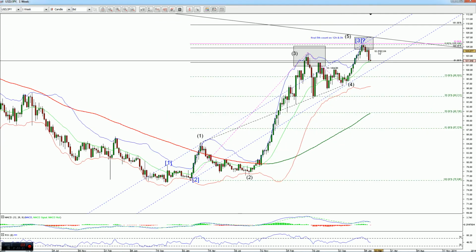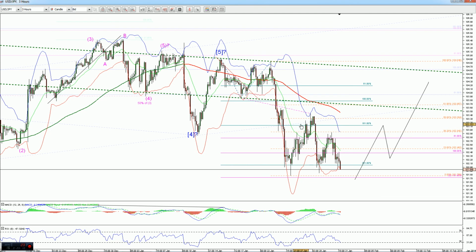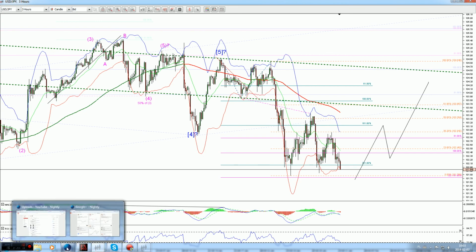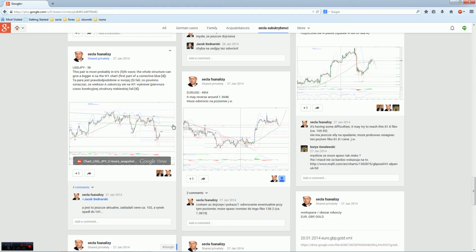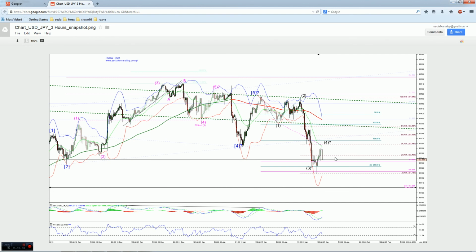Most probably this is the first part of this blue fourth corrective wave. So we are most probably finishing an A wave, which is a 5 wave. You can check it on my Google Plus account as well. That's the 27th of January. I've shown it to my subscribers. The fourth wave was not completed yet, but this was how that could have developed.